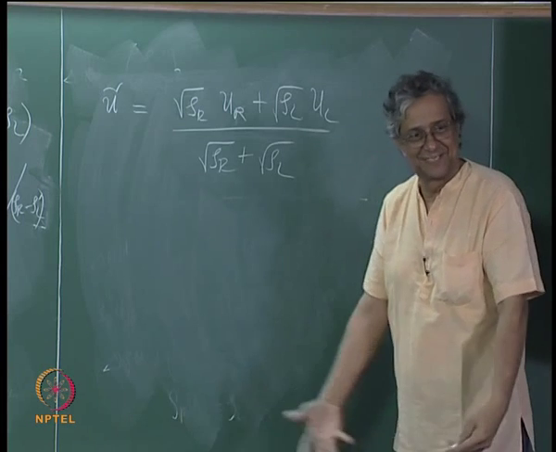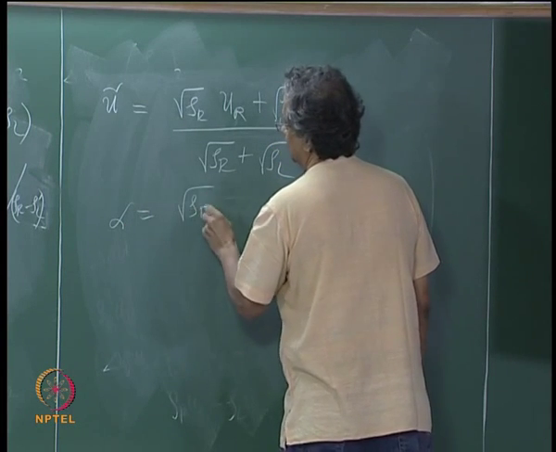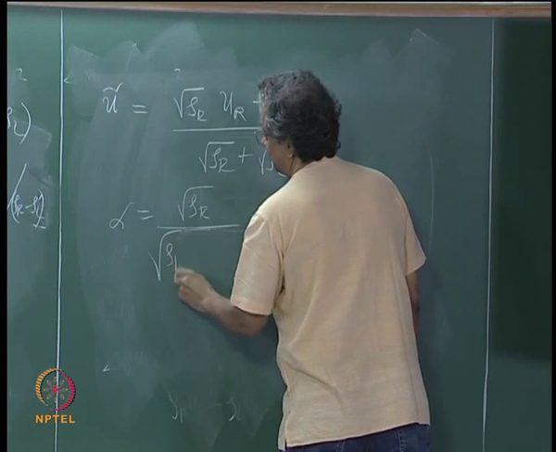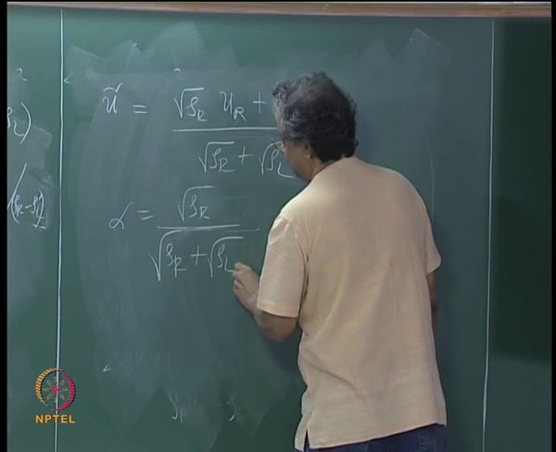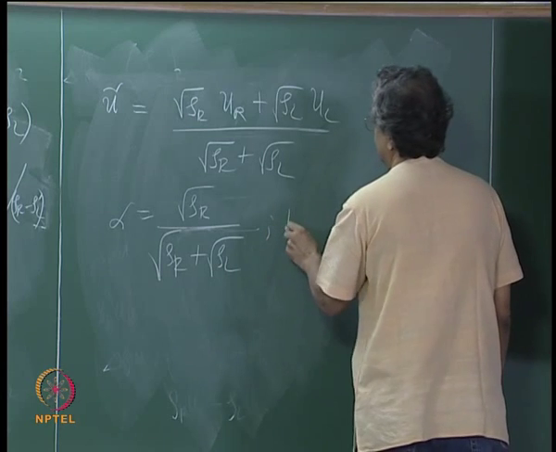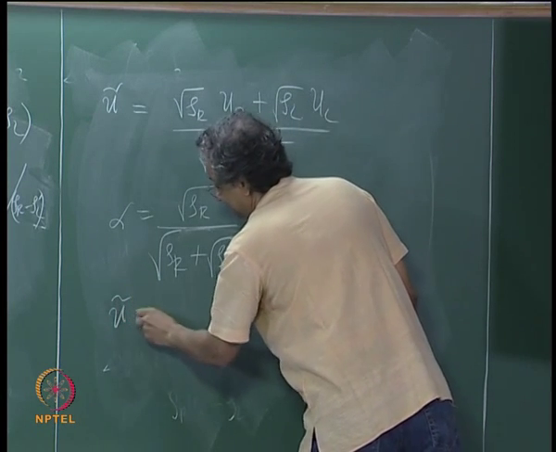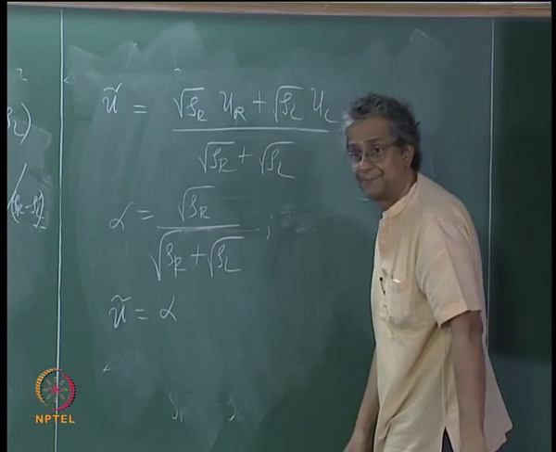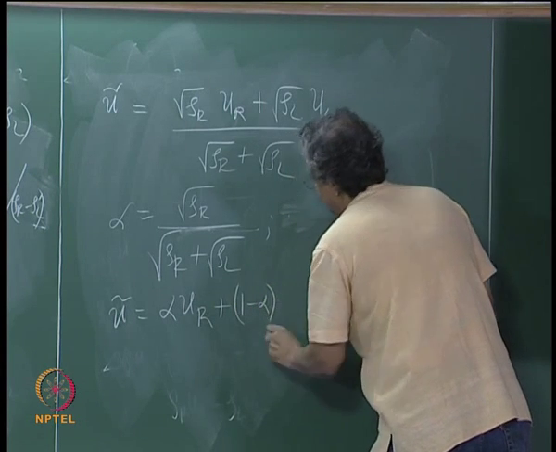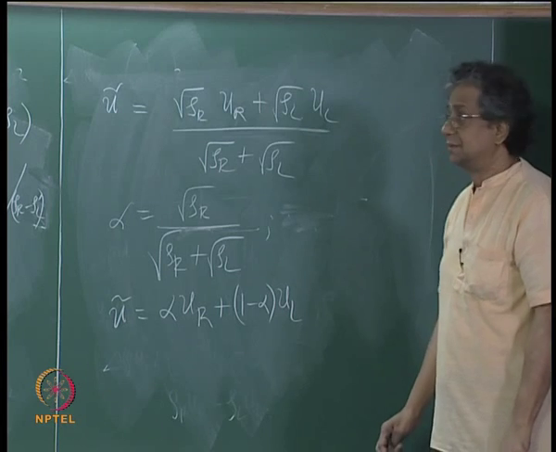Okay. So if I define alpha as square root rho r by square root of rho r plus square root of rho l, then the other weight is 1 minus alpha, which is of course the other term. So u tilde is alpha times u r plus 1 minus alpha times u l, okay, right.